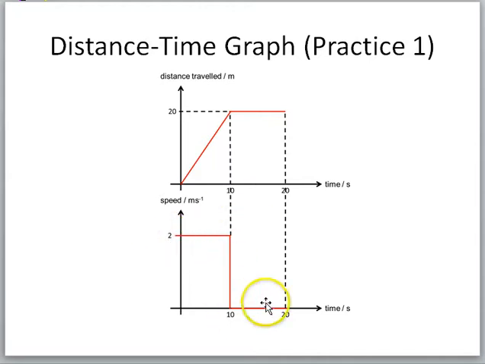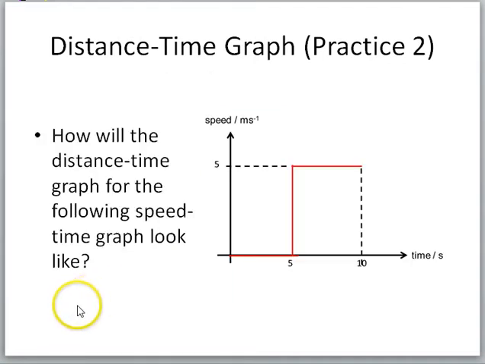So this is the speed time graph given to us. This is the distance time graph which you should have plotted. Okay, so just take note of it. Next one, we try again. How will the distance time graph for the following speed time graph look like?